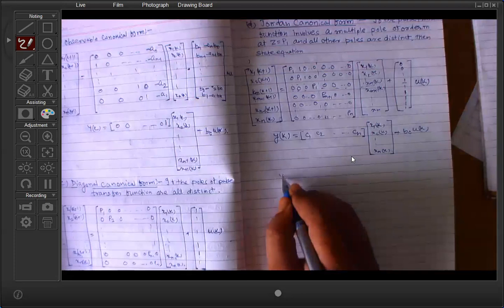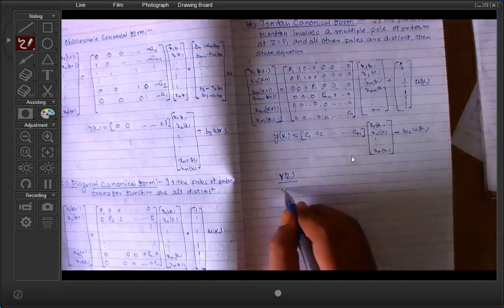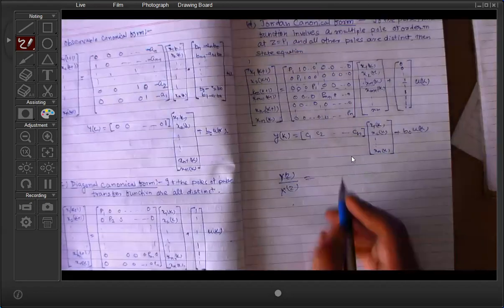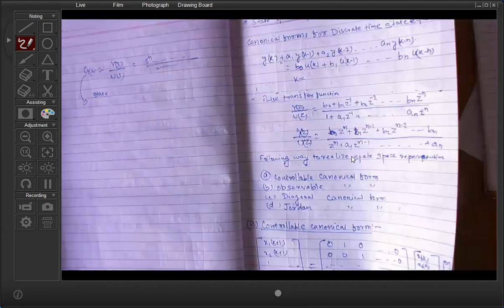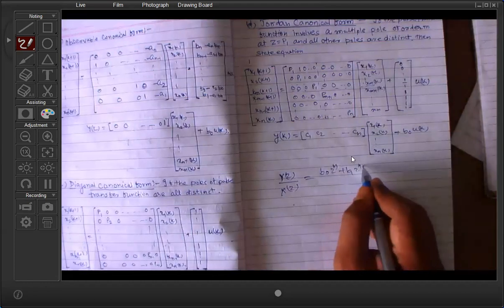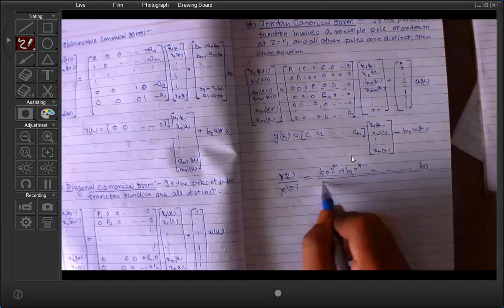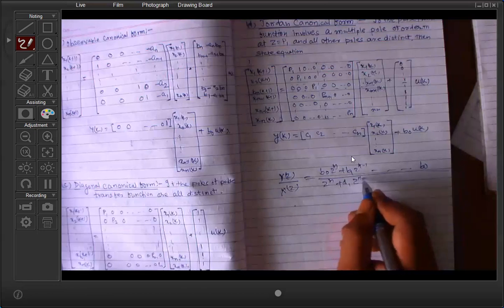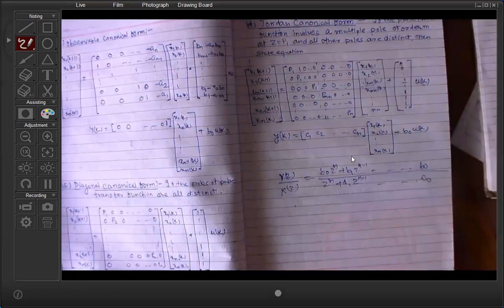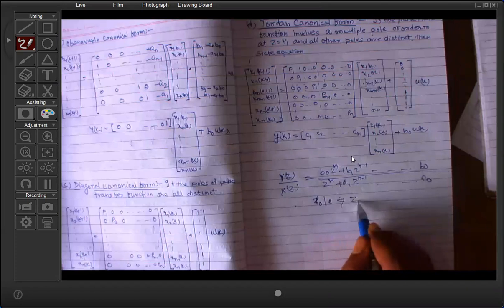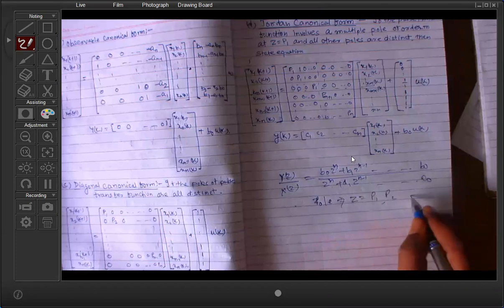Suppose you have one transfer function Y(z) by X(z) is equal to, what is the pulse transfer function? B naught into z to the power n plus b1 into z to the power n minus 1 up to b naught, divided by z to the power n plus a1 z to the power n minus 1 up to a naught. So how many number of poles? There is n number of poles, and suppose all poles are distinct, that is p1, p2 up to pn.